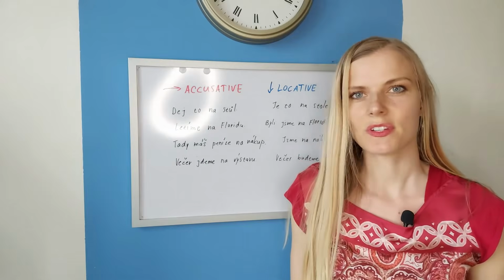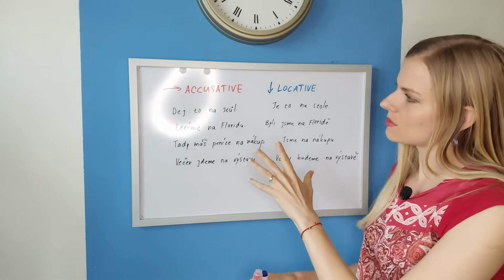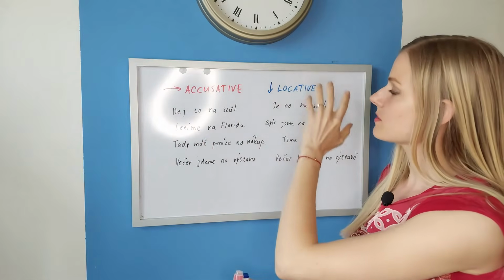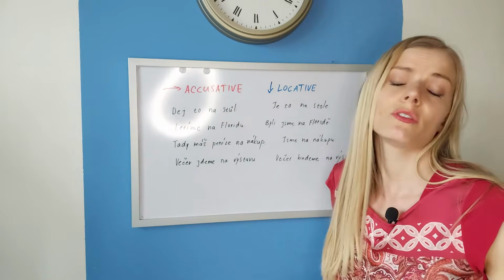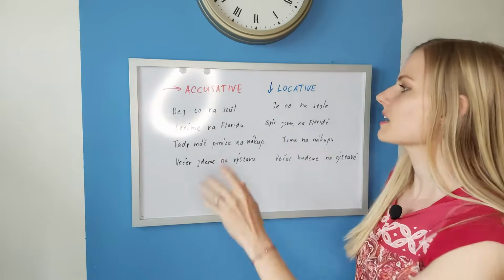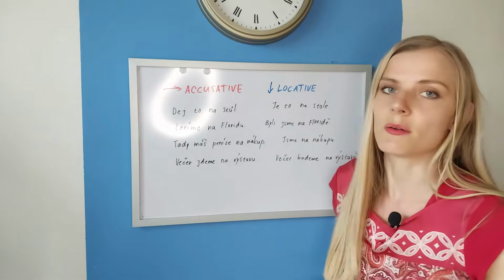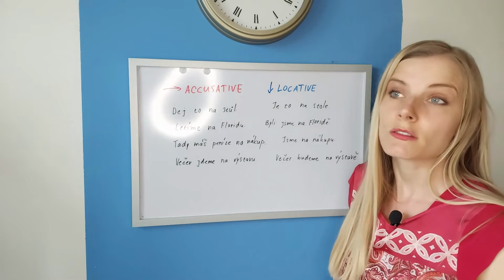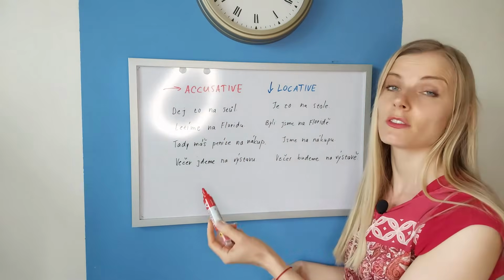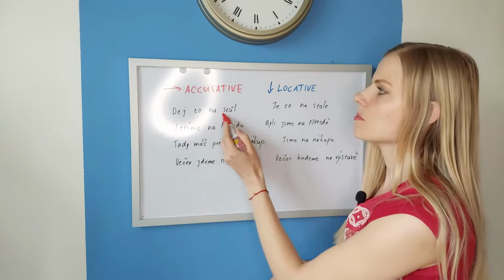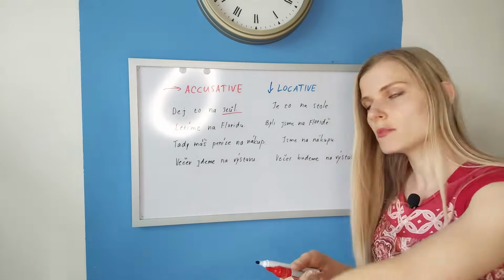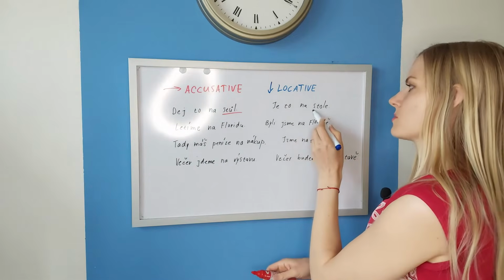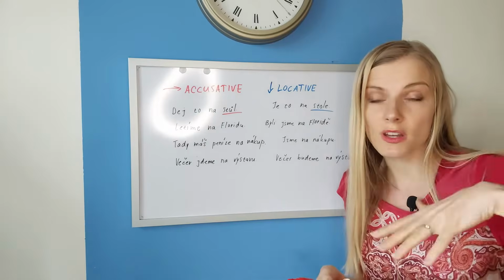In the last part of the video, I'm going to show you how to differentiate between accusative and locative used with the preposition na. I've already mentioned it several times, but here I want to give you more examples with the same words. Dej to na stůl. Put it on the table. We are speaking about a direction, so we use accusative. Put it on the table. Je to na stole. I'm speaking about a location where it is.